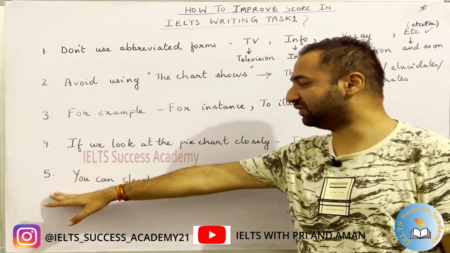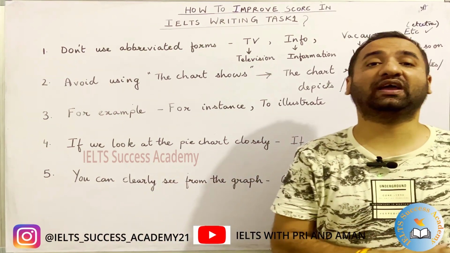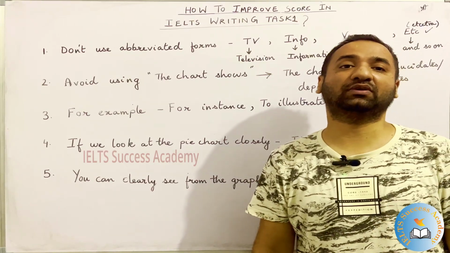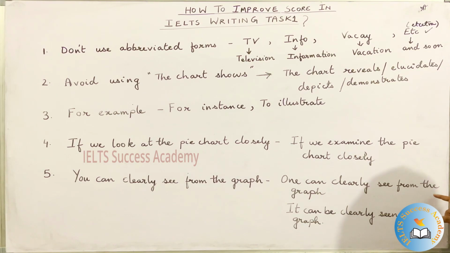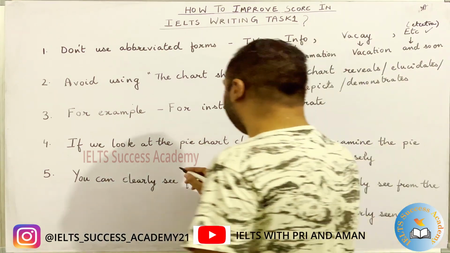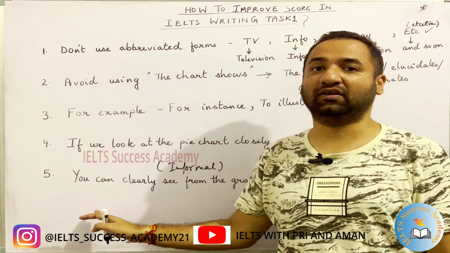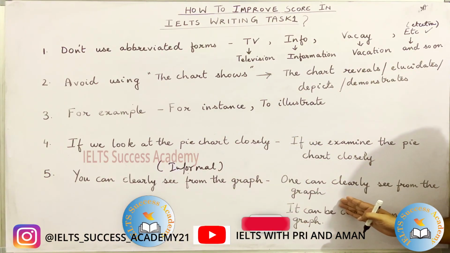The fifth and the last one is you can clearly see from the graph. Don't ever do that. Don't ever write this. You can clearly see from the graph. Right? One can clearly see from the graph, or it can be clearly seen from the graph. This is way too informal. Right? Formal language, formal English.